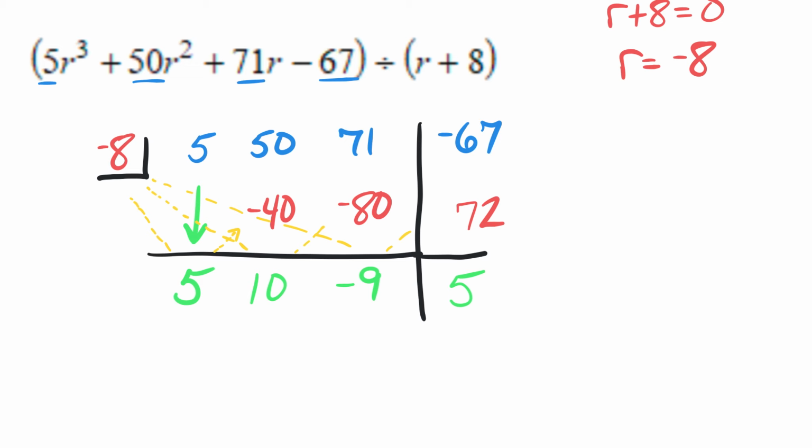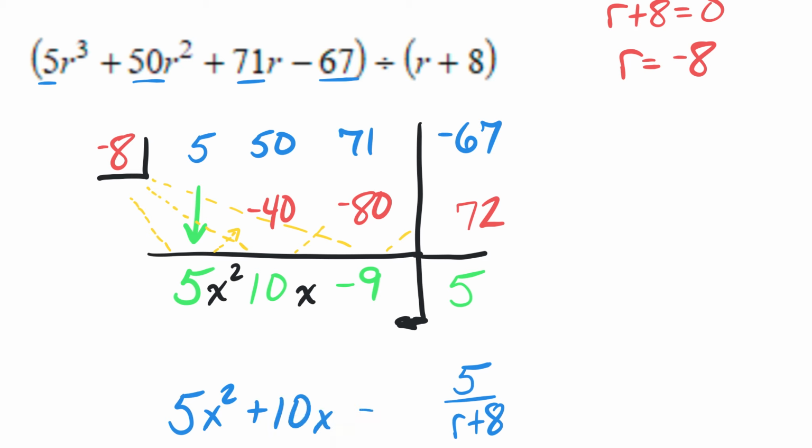Remember, the way we write the remainder is the number divided by what everything else was divided by. To the left of this bar is our constant value, which is negative 9. And then as we move left, we give more x's. So no x's, 1 x, and then x squared. So our answer ends up being 5x squared plus 10x minus 9 plus the remainder.